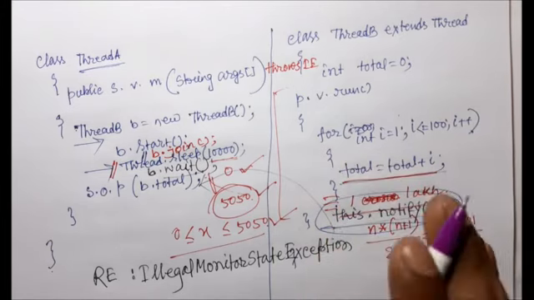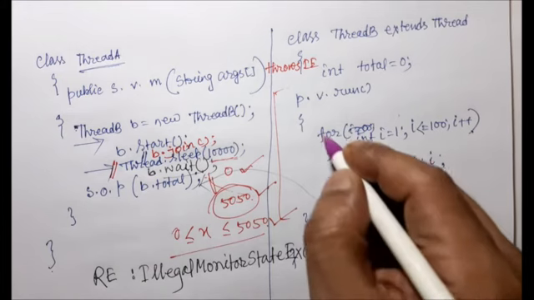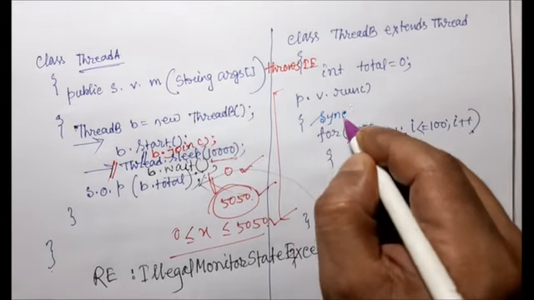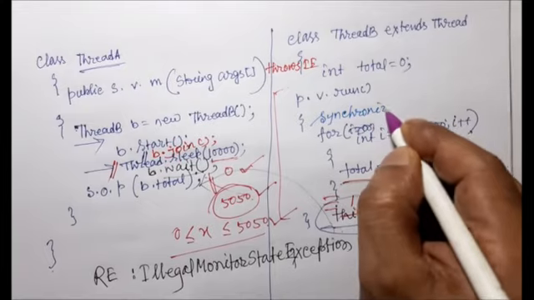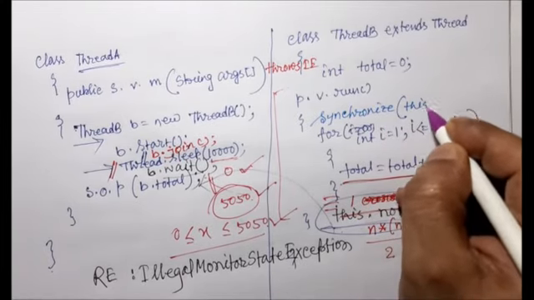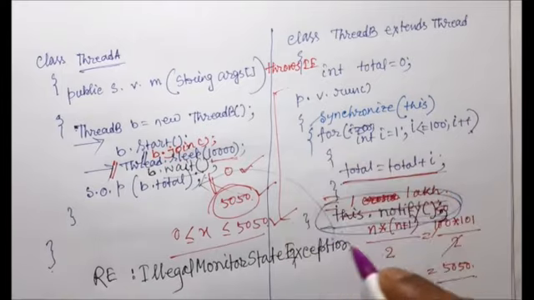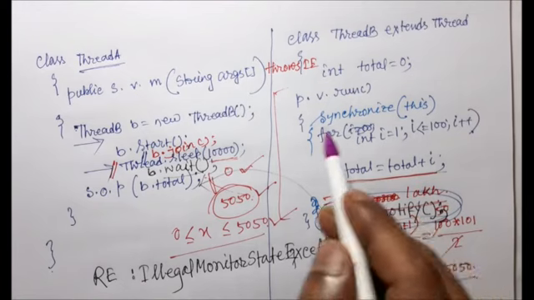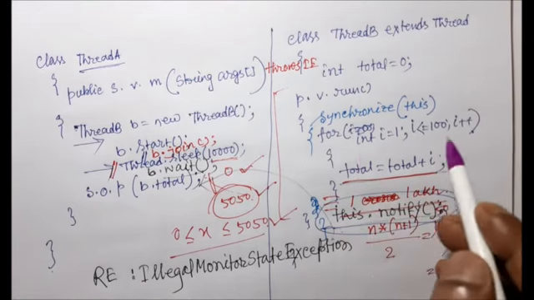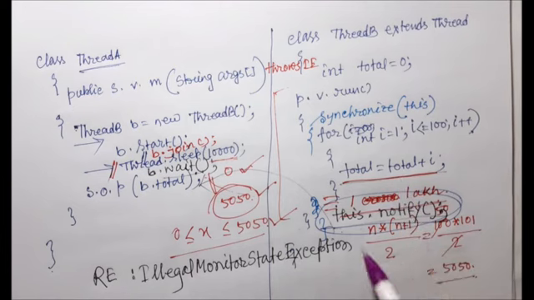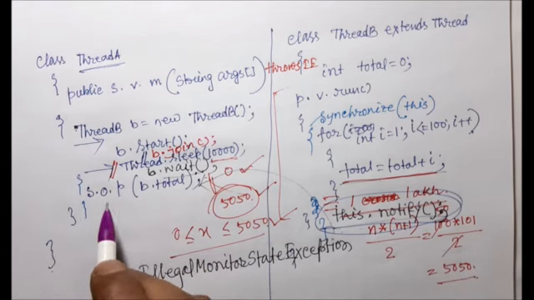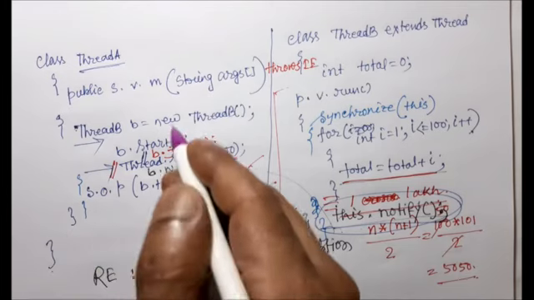I will not use the entire method, because this part of the code is just for modification. So I will use synchronized(this), and this part of the code will enter into a synchronized block. So synchronized(this) for int i = 0, i < 100, total = total + i, then this.notify. And here I am just expecting the update. So I will call synchronized on which object? B.